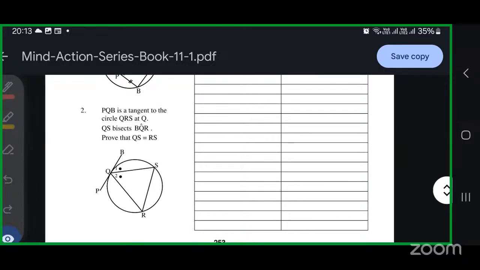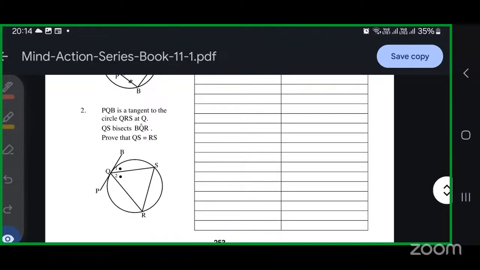Okay, this is nice. QS bisects BQR. QS is a line that bisects BQR. And then now we can see that angle Q2 is equal to angle Q1. They are both equal to those dots. Now we are required to prove that the line QS is equal to RS. How do you think we can approach this question? Are you having some ideas?